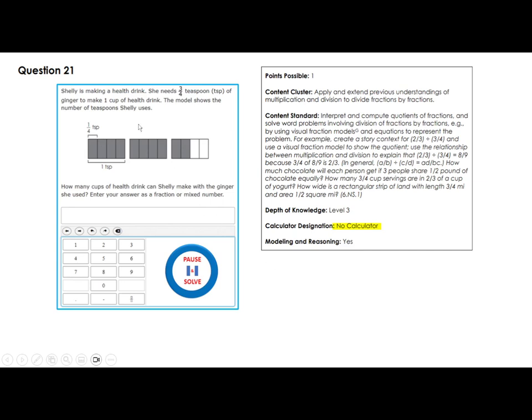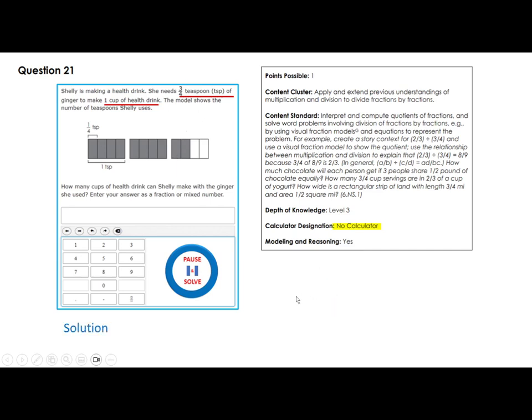Question number 21. Shelly is making a health drink. She needs 3/4 of teaspoons, TSP, of ginger to make 1 cup of health drink. The model shows the number of teaspoons Shelly uses. How many cups of health drink can Shelly make with the ginger she used? Okay. 3/4. 1, 2, 3, that's 1 cup. 1, 2, 3, that's a second cup. 1, 2, 3, that's a third cup, and I'm left with 1/4, and 1/4 is 1/3 of a cup.